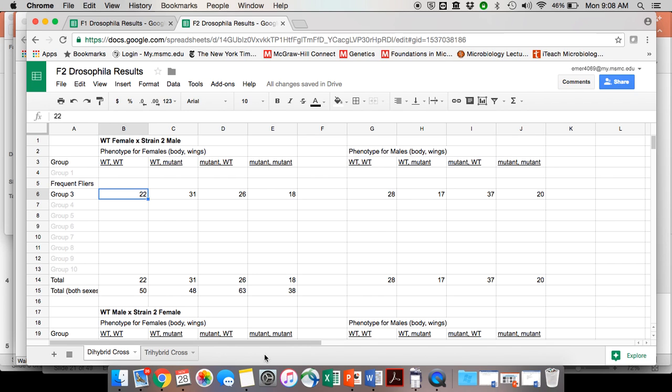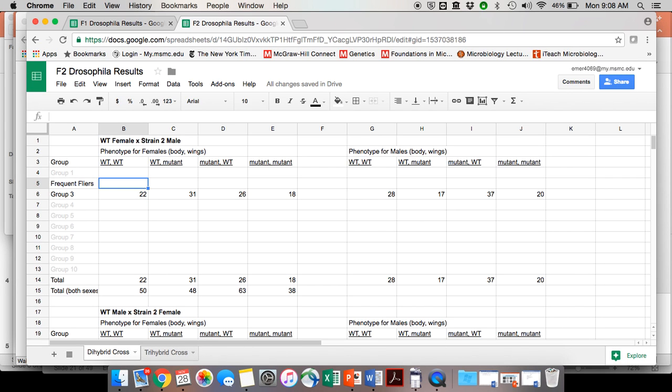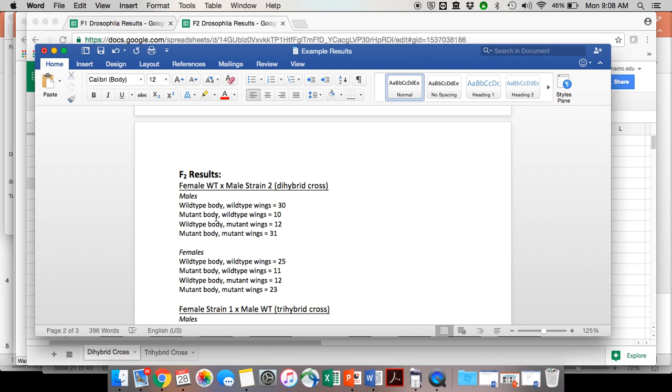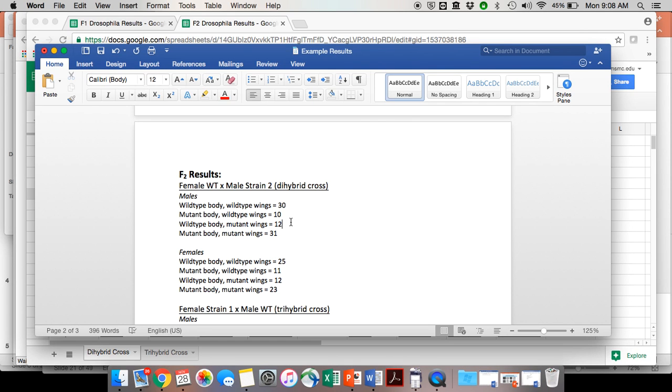So let's say we wanted to put this data in. We have 30, 10, 12, and 31. And we already know if we set it up this way, we know where they should go. So 30 wild type, wild type. So we would put in 30 for wild type, 10 for mutant wild type. So mutant wild type, 10. So again, make sure you're putting the numbers in the right spot. 12 wild type mutant.